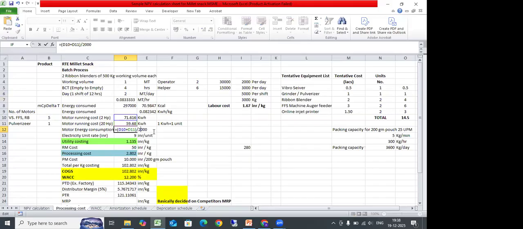Note, utility costing is 1.135. See, it has gone up to 1.3 from 1.13. Economies of scale. Yes. Okay?